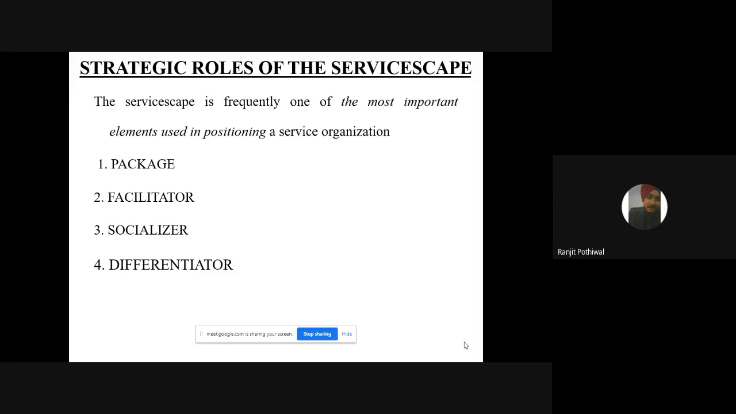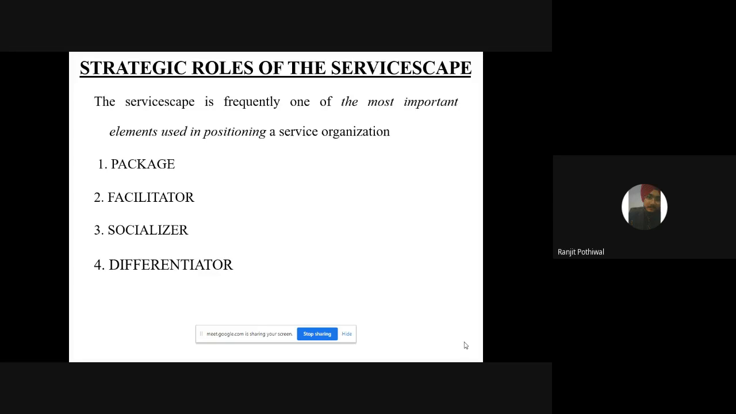Why? Because service is intangible, but the tangible things around it work as a package. So if the package looks good, you are attracted. Like in a restaurant, if you see good lighting and very good signage and other things outside, it looks good, so you feel that okay, I need to enter this particular restaurant, it feels good. Similarly for service it is the same. I gave you the example of the restaurant. Like a product, the package is around it, and for a service we have the servicescape, which works as the package for the service that you are providing.